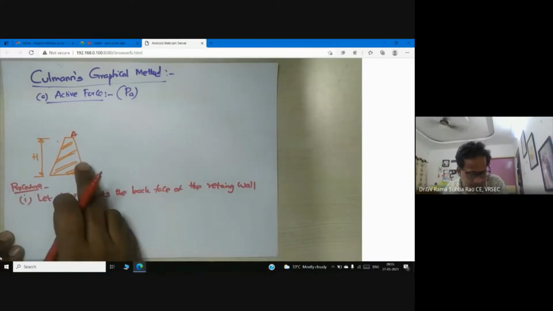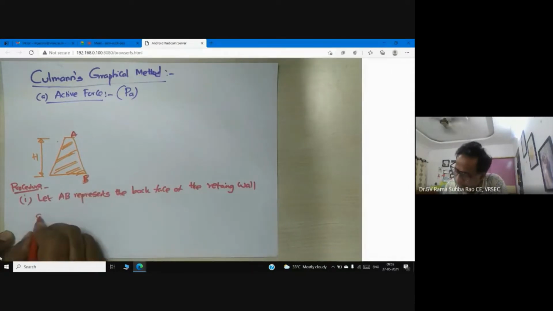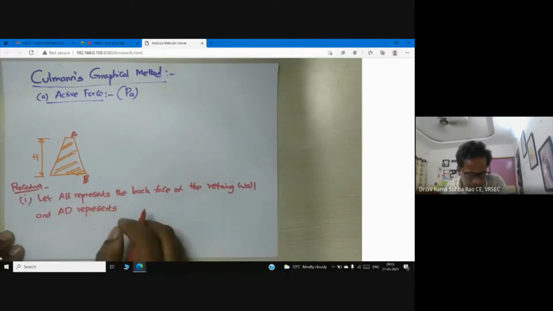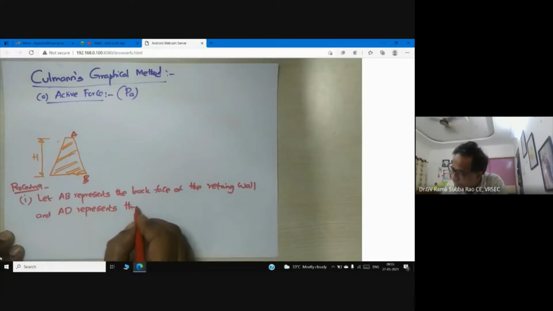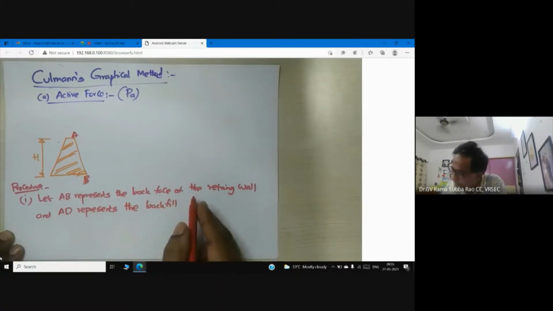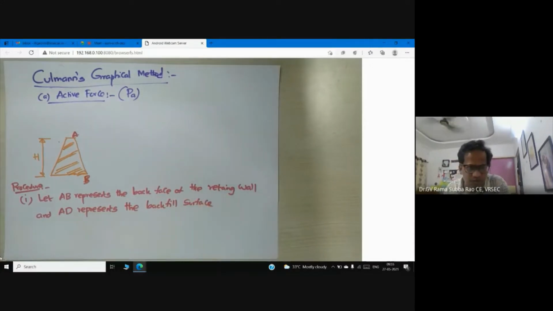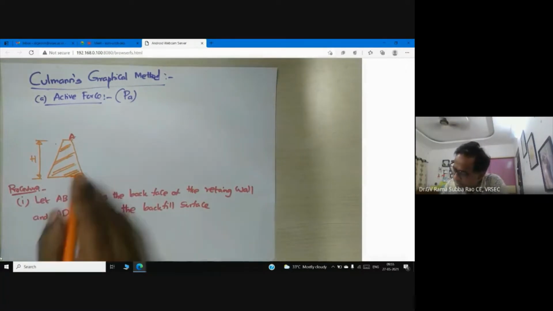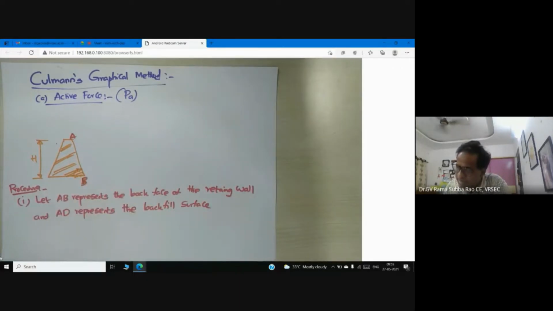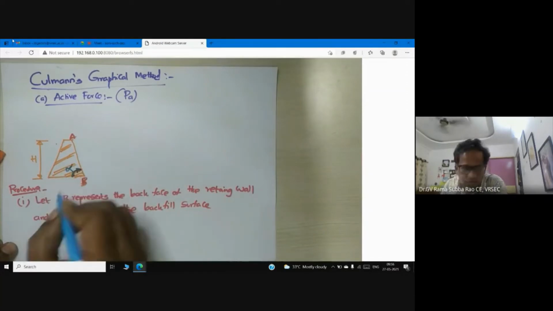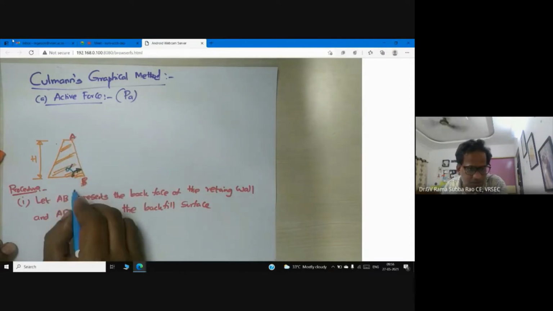First, let AB represent the back face of the retaining wall, and AD represent the backfill surface. So friends, I am going to draw a line AD which represents the backfill surface. You may ask, sir, you are drawing the wall, so is the back not inclined? Can you tell me the angle? Yes, I will tell you. This angle is alpha, the angle of the back of the wall with the horizontal.